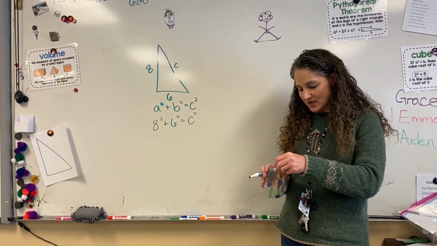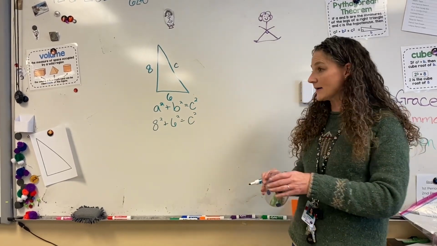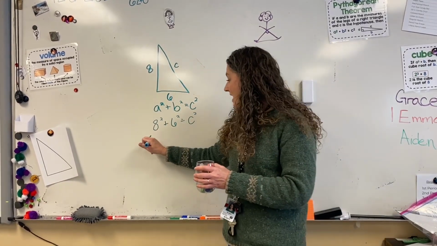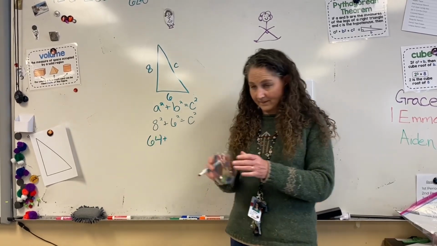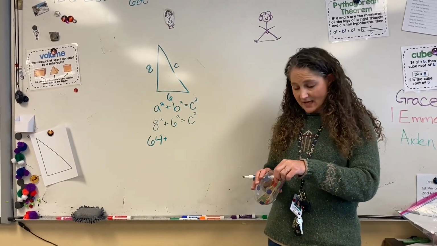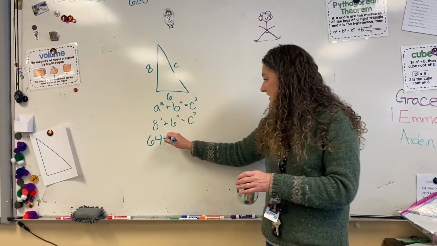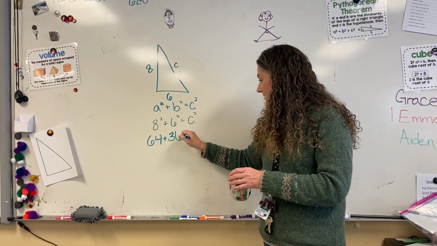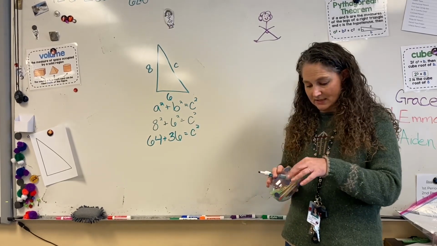I chose one person who's not here. Giselle, what is 8 squared? 64. Now, everybody find out what 6 squared is. Okay? Everybody? You guys have it? Lori, what's 6 squared? 36. Okay, now you guys are going to add 64 plus 36.